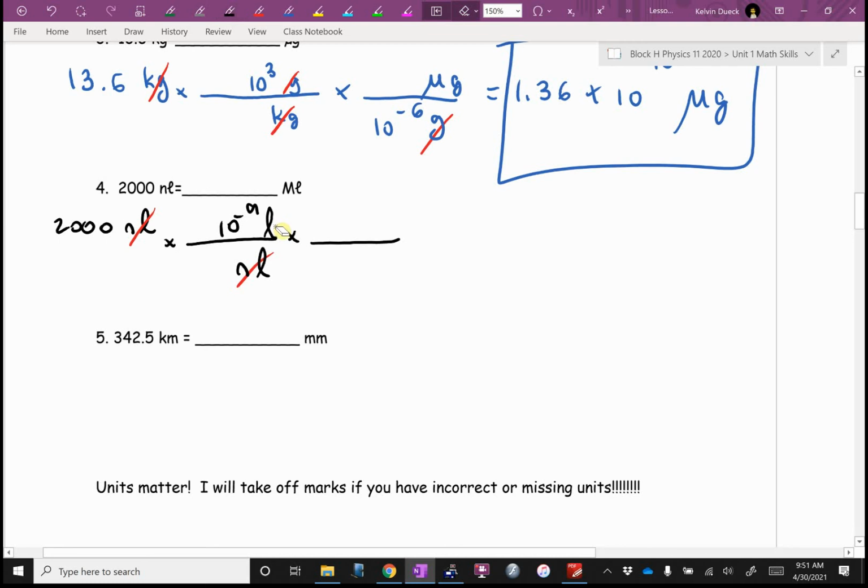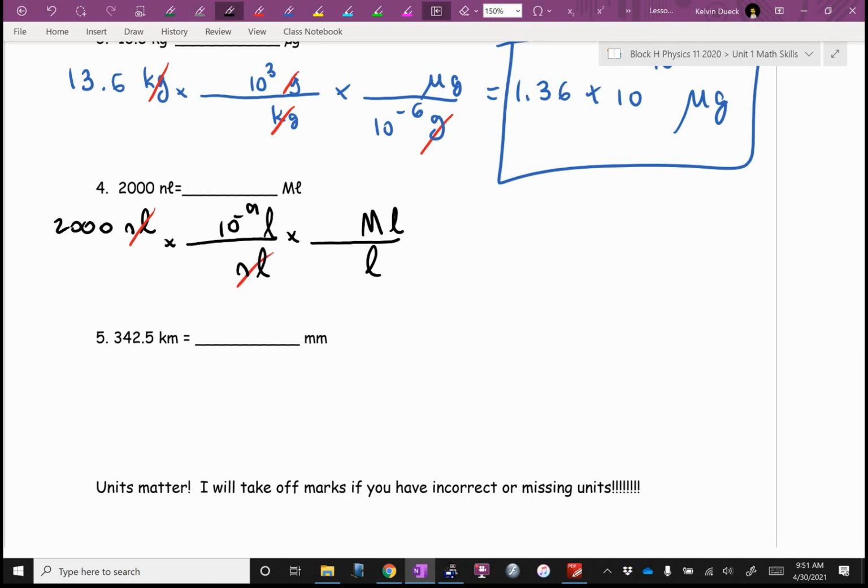I want to get rid of liters. Jaden, where is liters going to go in my next fraction? So if I do that, will that get rid of liters? Good. And you can kind of see it looks weird. So liters is going to go there. Megaliters is what I'm going to introduce on the top because that's what I want to end up with. This, however, is wrong because I need to make this a 1.